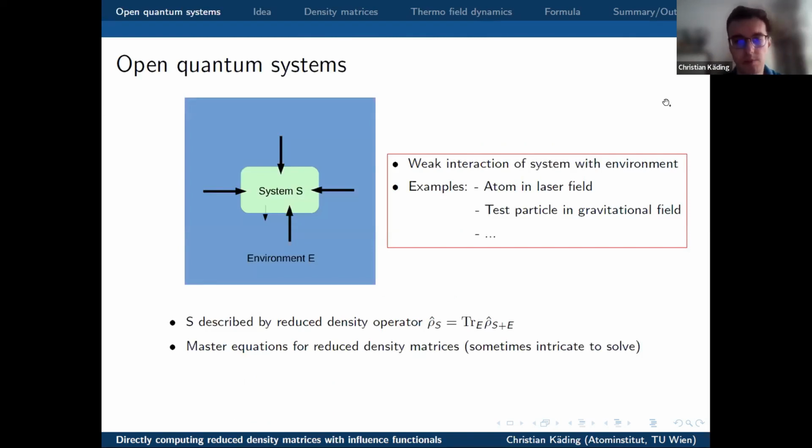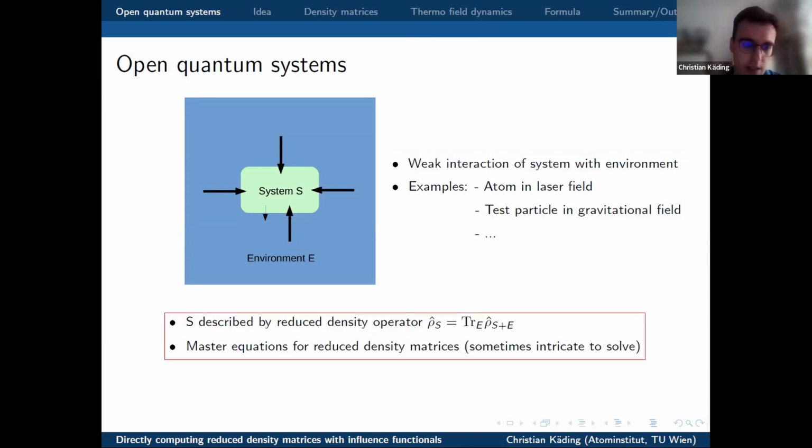I mean, we already heard about it today, but it's basically a quantum system that is interacting with some surrounding environment. I denoted the system by S here, and the environment by E. Often one assumes that the system and environment are weakly interacting, and usually one assumes that the system is influenced by the environment much more than the system influences the environment. And examples for open quantum systems are atoms and laser fields, for example, or you could consider a test particle that is moving in a gravitational field, and then your test particle is the system, and the gravitational field is the environment influencing your quantum system.